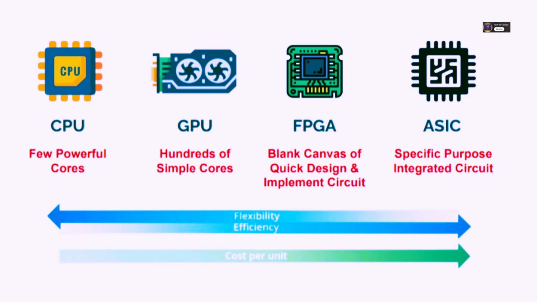But once I know I'm going to ship millions of units, like in a smartphone, now the equation flips entirely. Once you hit mass production, millions, tens of millions, the ASIC absolutely crushes the competition on per unit cost.